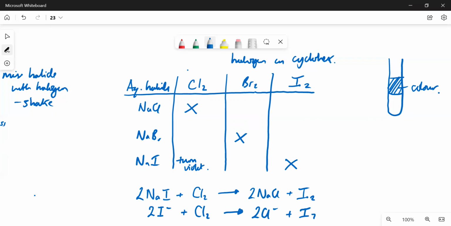Let's see what happens here with this one. This box here. Chlorine to sodium bromide. The chlorine will displace the bromine. It's more reactive. So the cyclohexane will turn orange. Right, let's do this box here. What's going to happen here? Bromine is added to sodium iodide. Bromine is more reactive than iodine. So the orange hexane layer will turn violet.